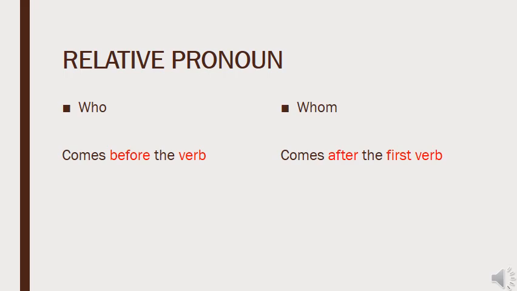But what about who and whom? Because both of these relative pronouns are used for people. Okay, now who. How to use who? Who comes before the verb in the sentence, while whom comes after the first verb in the sentence. Quite confusing, right? Don't worry, we will look at it further in the next tutorial.